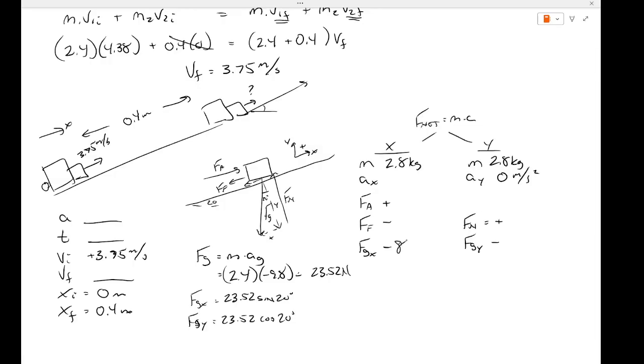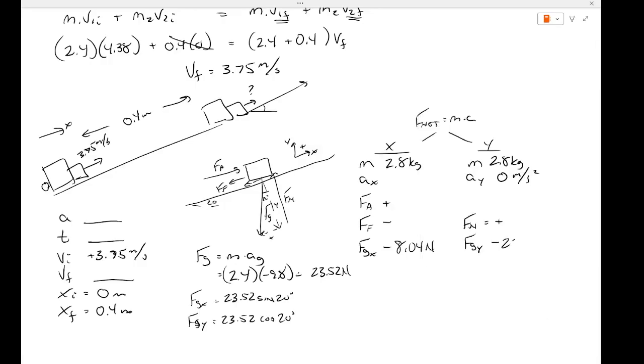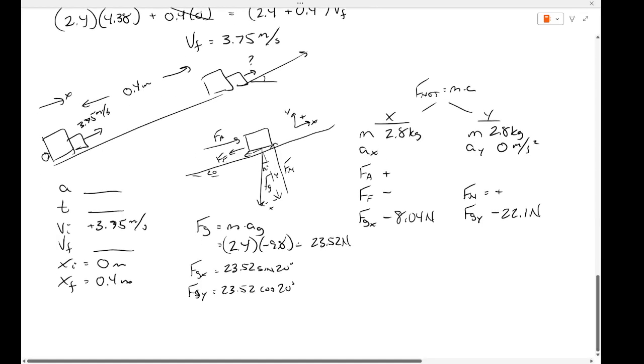This is 8.04 newtons, right? And again, I use negative as down the ramp, which is the way gravity would want to pull it. And if I take the 23.52 and I multiply times cosine of 20, you get the gravity that's into the ramp, 22.1. And that's going to be the y piece, 22.1 newtons. Right? And now that we know the y piece, since the only other force in the y direction is the normal force, we now know the normal force has to be 22.1 newtons.